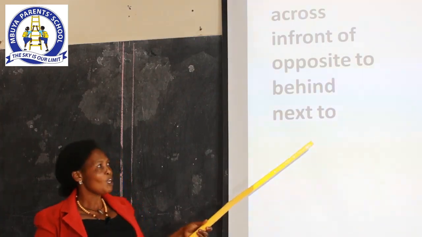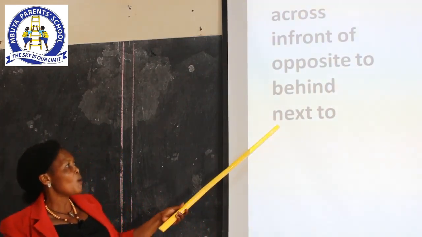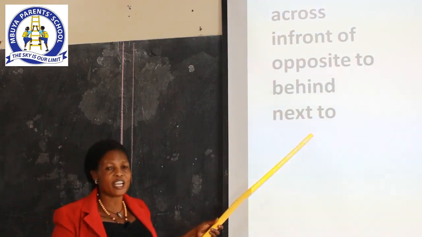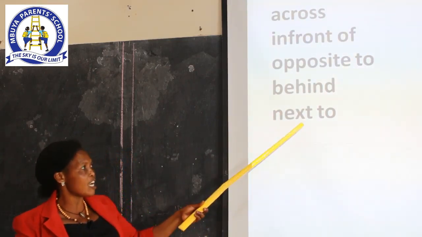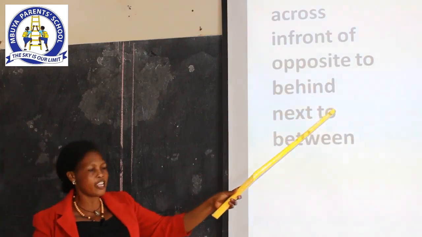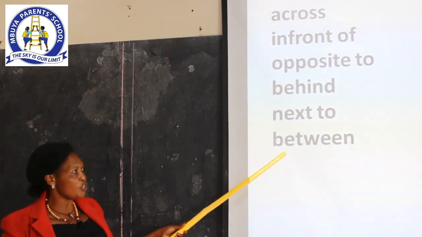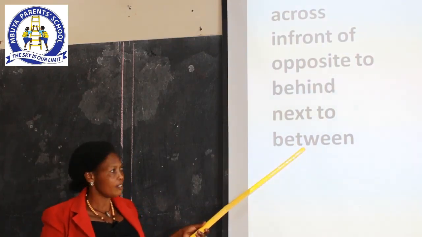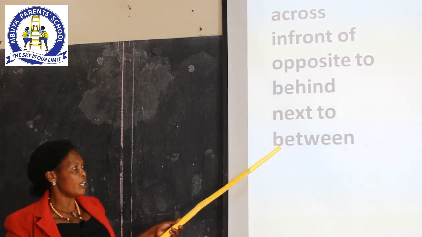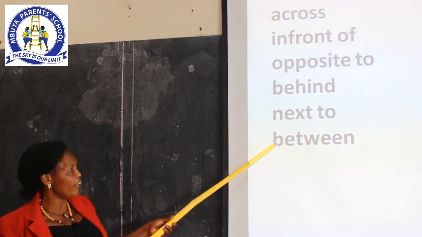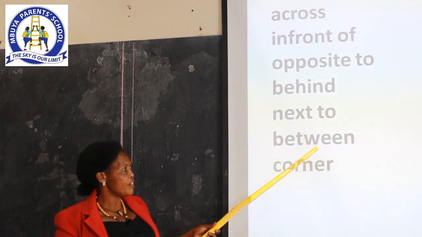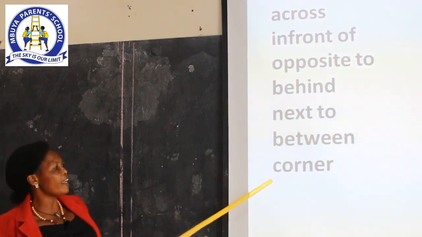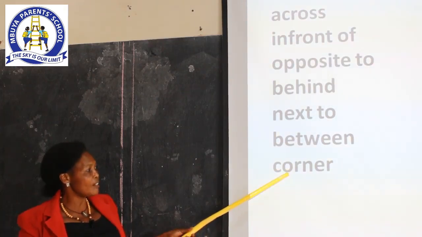Good children. We can also use words like next to. Next to direct our friends. These are two separate words. Next and then to. We can also use words like between. Somebody to spell the word between. Good boy. B-E-T-W-E-E-N. Good.